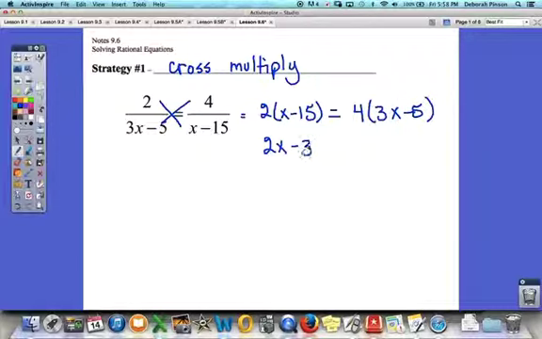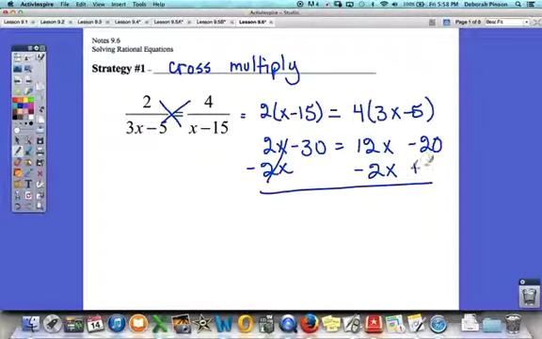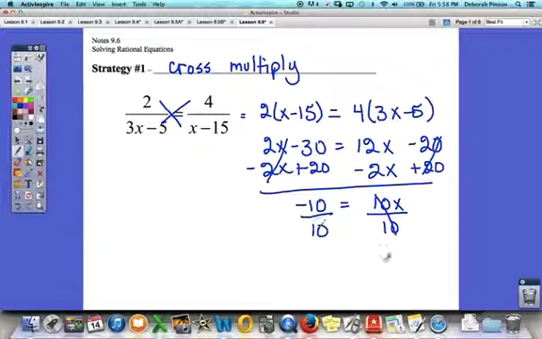So 2x minus 30 equals 12x minus 20. I'm going to move the x's over here, and I'll move the numbers to this side. So x equals negative 1.